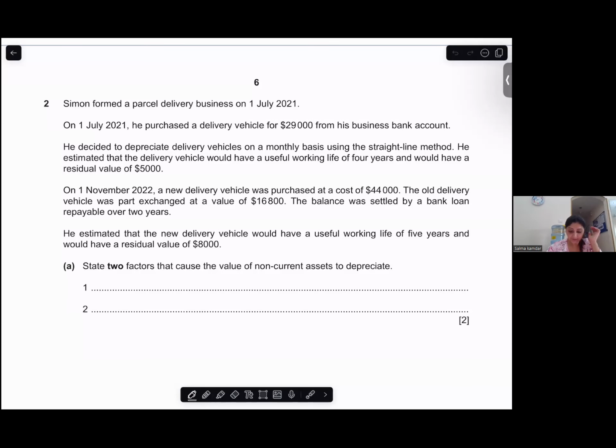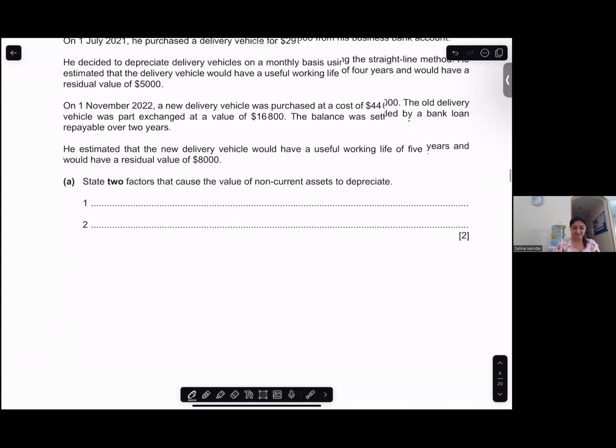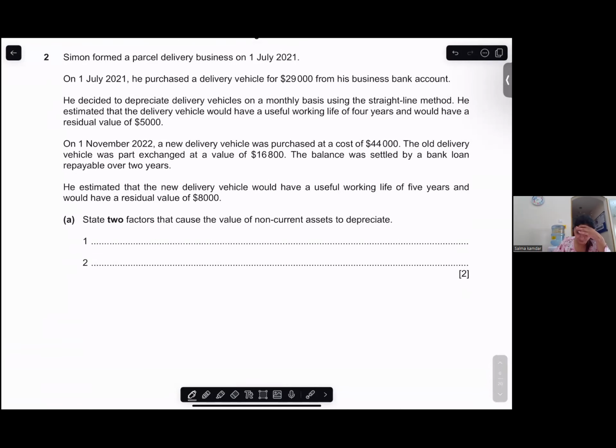So basically, we are going to do October, November 23, paper 22. And this is question number 2. Tell me two factors that cause the value of the non-current asset to depreciate. Wear and tear and economic factors.